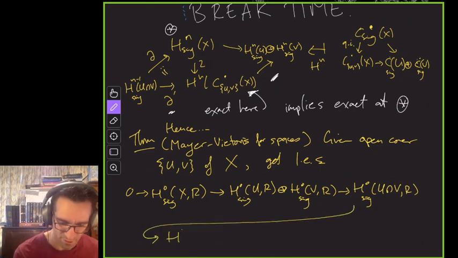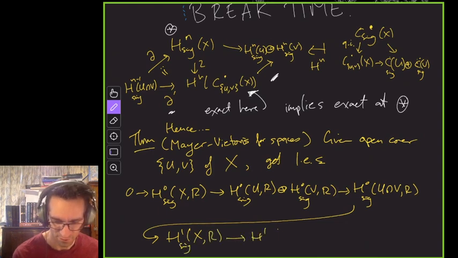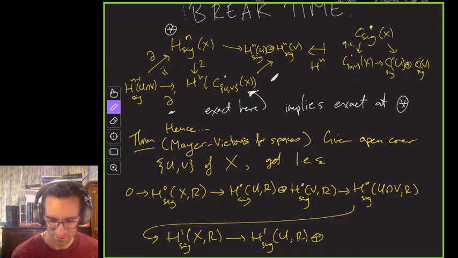Okay, H1 of X, R, and so on. So it's like Mayer-Vietoris, but now everything's topological. There's no delta sets in sight.